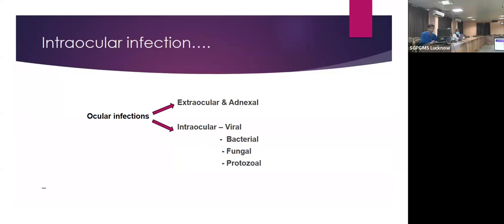All ocular infections can be classified into two categories: one is extraocular or adnexal, and another is intraocular. Intraocular may be viral, bacterial, fungal, or protozoal, but mostly it is viral, bacterial, or fungal. Therefore, we are only talking today about intraocular and only viral, bacterial, and fungal. Protozoals are very rare, and in our experience here or elsewhere, I have not seen any intraocular protozoal infection in immunocompromised patients yet. But these three are seen and on the rise.